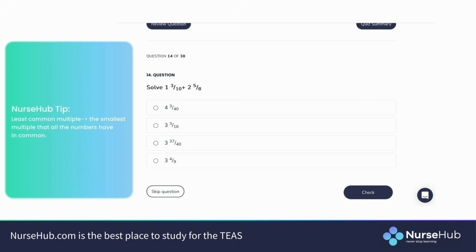Question 14. Solve 1 3/10 plus 2 5/8. Fractions are everybody's favorite, I already know. So what we're going to do is, this is addition. So for your first step, you can take your whole numbers and add them together. So 1 plus 2 is equal to 3, and we're going to hold that on for later. What this does, it allows us to use smaller fractions instead of turning everything into improper. That just makes numbers larger. So for addition, this helps.